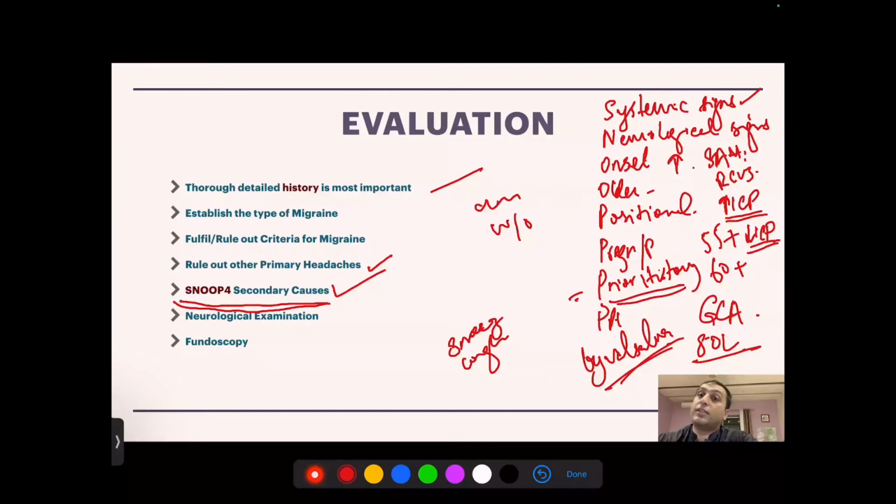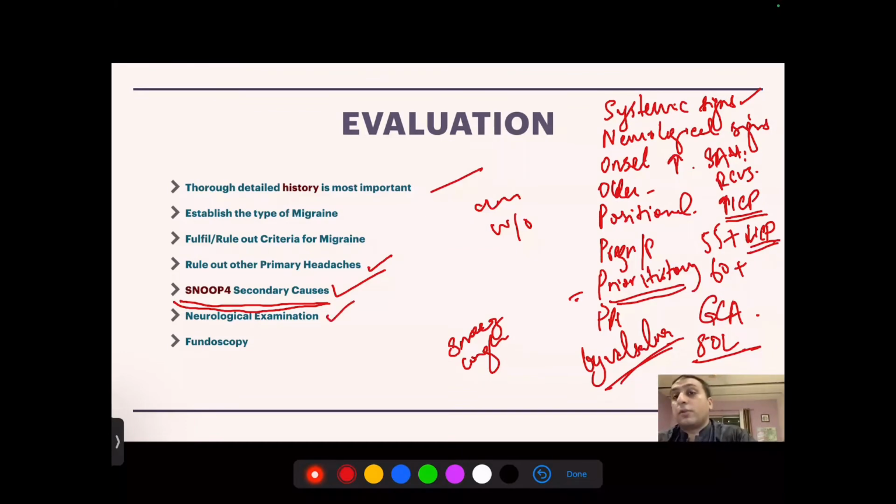Sometimes by using this mnemonic, SNOOP4, you can find out many a tumor and many a secondary cause that might be the cause of headache. And let me share with you that many a times the diagnosis is confirmed by the criteria that it is migraine, but the headache is not going away, and you are suddenly forced to do imaging, and then it comes out to be something else completely. But if you do the proper evaluation first and foremost, then the chances of that happening are really less.